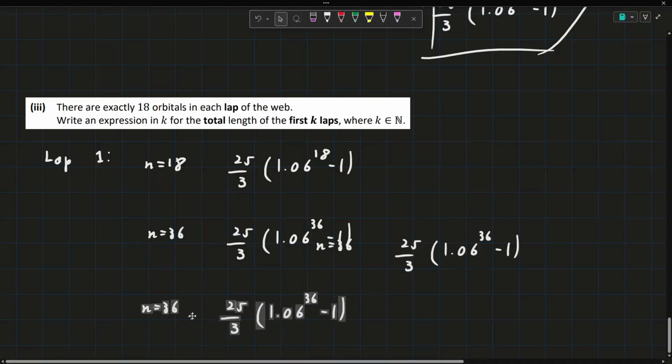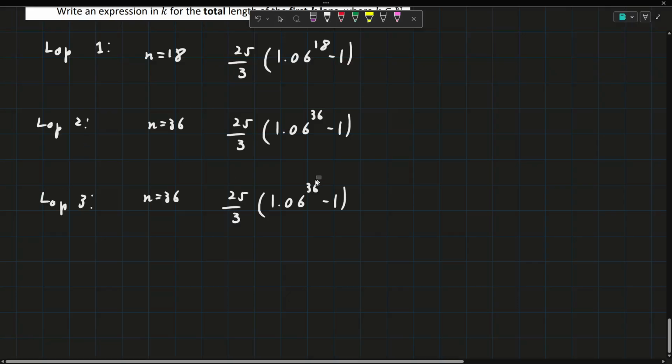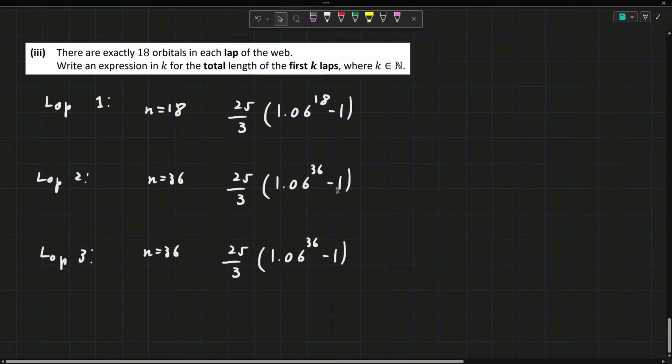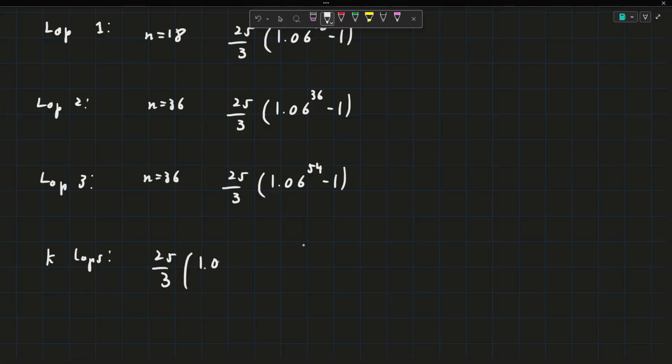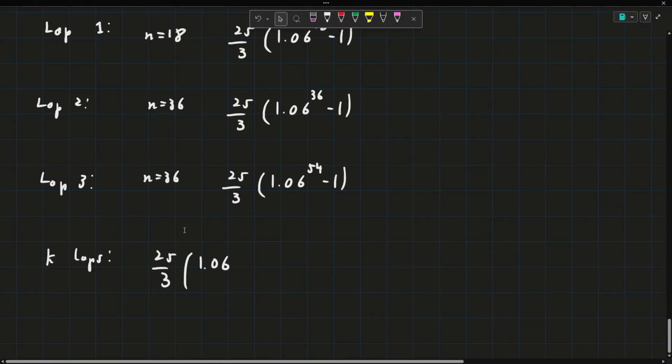If we had 3 laps, so I'll write lap 2, lap 3, we'd have 18 plus another 18 and another 18. That'll give us 54. So hopefully you can see a pattern here. After k laps, how many are we adding up? We're going to have 25 over 3, 1.06, and then you can see here we have 18, then here's 2 times 18, here's 3 times 18. So after k laps, we're going to have 18k.